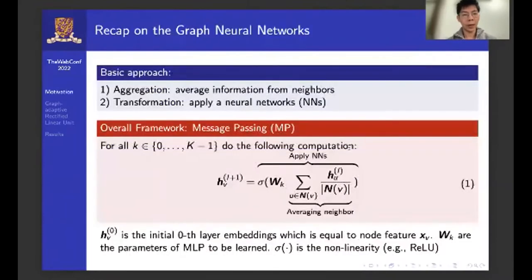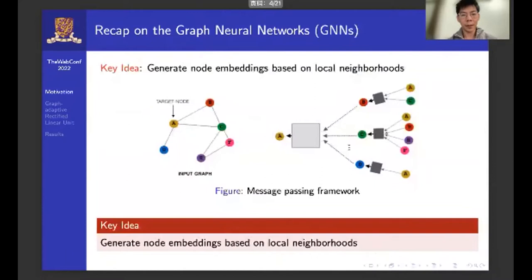Okay, so we first recap some knowledge on graph neural networks. As is known to us, the graph neural network adopts a framework called message passing. It aggregates information from the neighborhood in the graph and then applies a neural network to transform the output features. The key idea of the graph neural network is that it can generate node embeddings based on local neighborhoods.